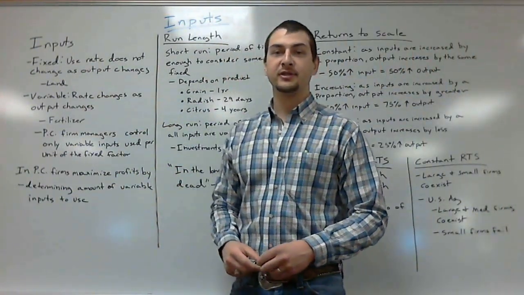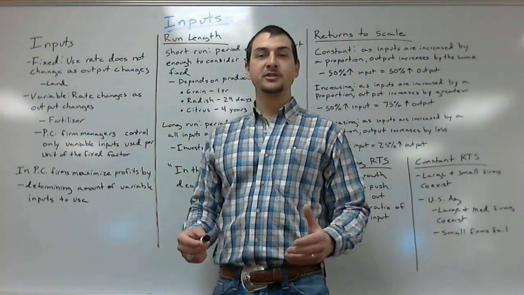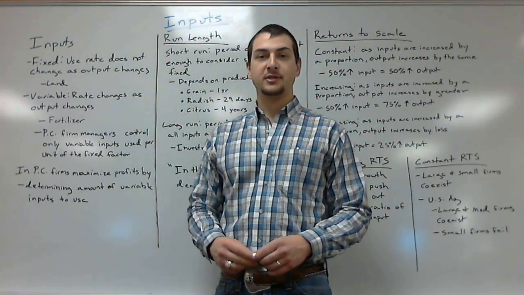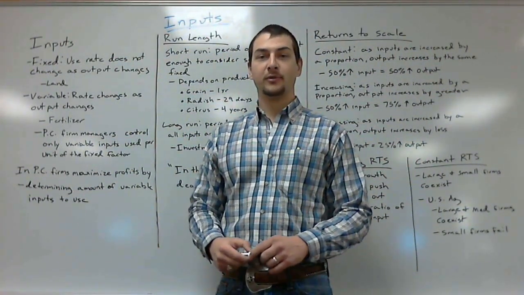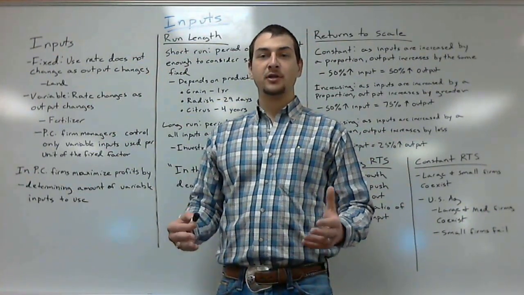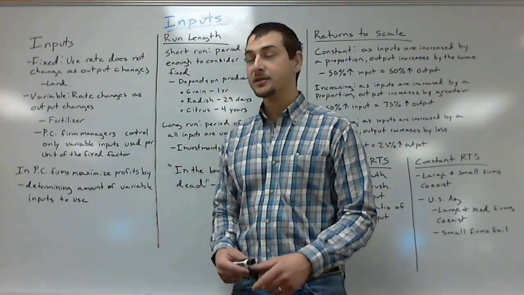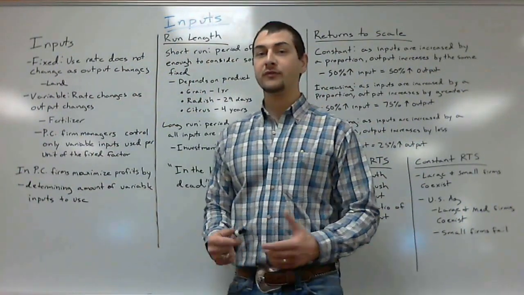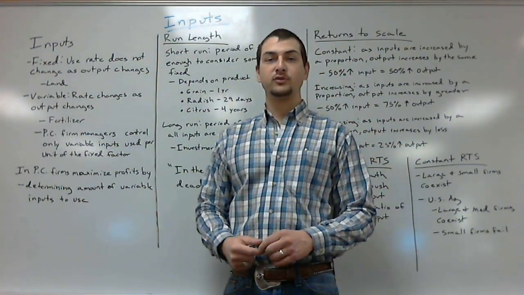We classify inputs into two main categories. The first category is our fixed inputs, and then the second category is our variable inputs. Fixed inputs are those type of inputs whose rate does not change based off of the output. A good example of this would be land.